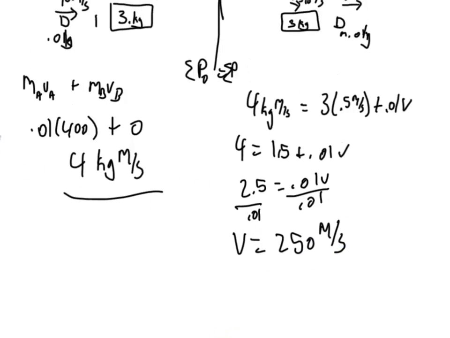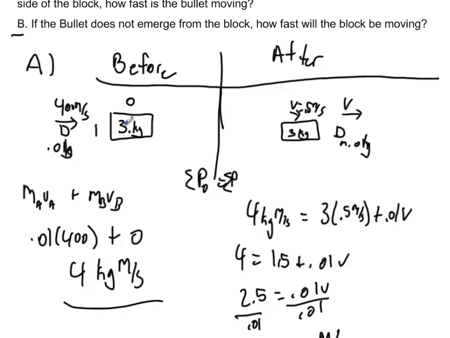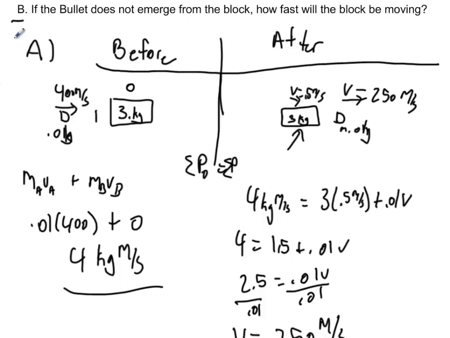So when this thing hits the block, it goes all the way through it and comes out the other side. Because of that, now it's only moving at 250 meters per second. It slowed down going through the block, and it transferred some momentum to the block. So now the block is moving to the right, the bullet is moving to the right, but slower. So the total momentum before and the total momentum after are the same.